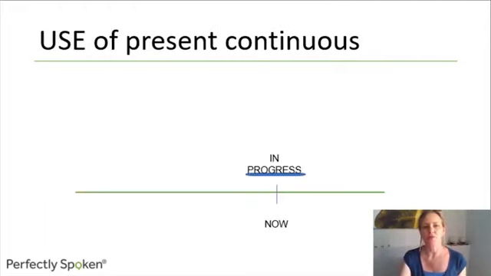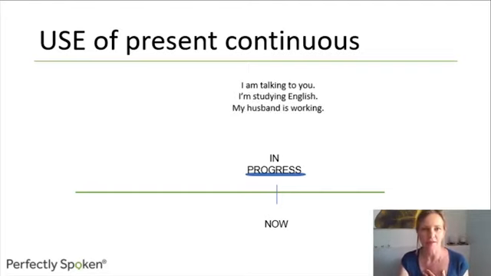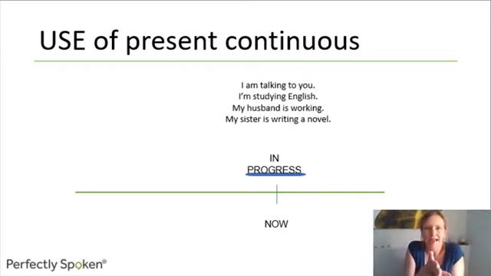Okay, so what is the use of present continuous? Remember, it has two uses. One is for an action that is in progress at the moment of speaking. So, for example, I am talking to you, I'm studying English, my husband is working. My sister is writing a novel. Maybe not at this particular time, but it's in progress, okay?